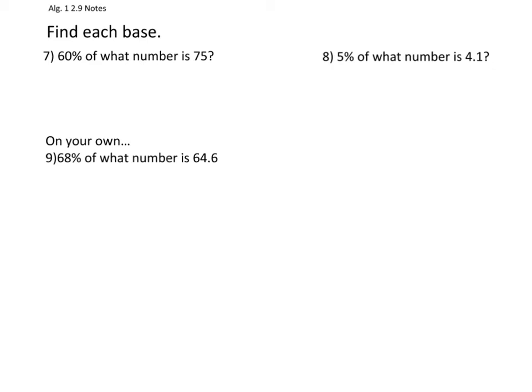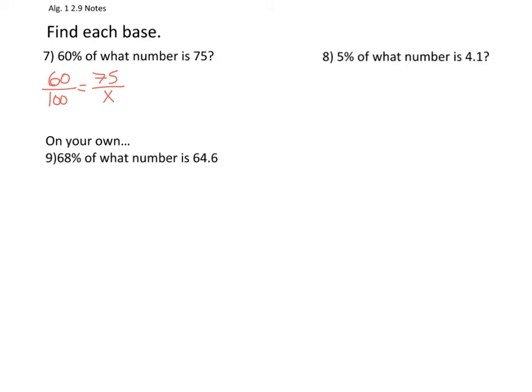Alright, number 7 says 60% of what number is 75. So this one we're trying to figure out the base number. So we've got a ratio of 60%, 60 over 100. We've got 75, and on this one we're going to go 75 over x. Alright, so it'll set up just a little differently, but I think you guys get the idea.